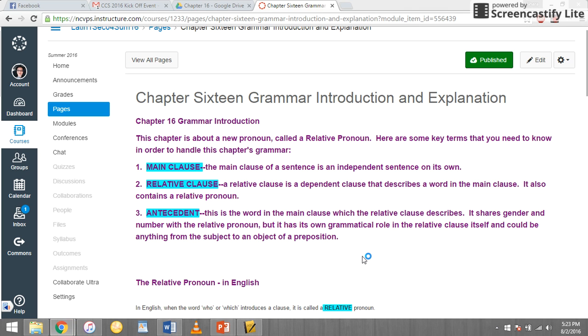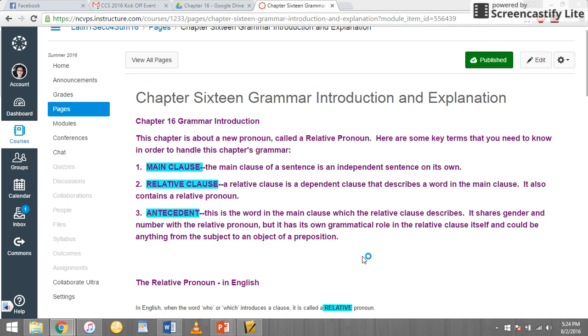Hey everyone, I want to talk a little bit about relative pronouns because they seem to be giving you guys some trouble. So in the chapter 16 grammar, you have an introduction to relative pronouns, and then you have some printable handouts. I'm just going to go over the introduction, and then I'm going to switch to a Word doc and show you some stuff.